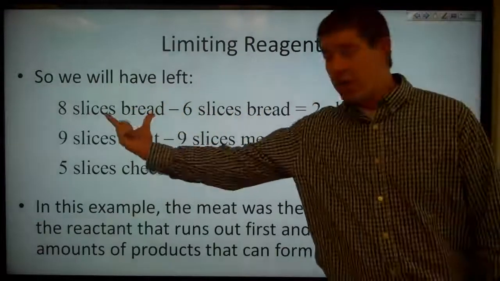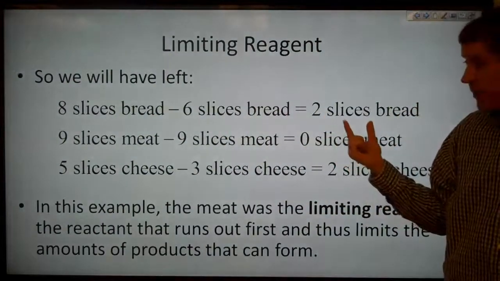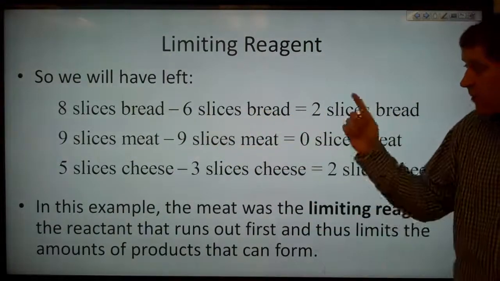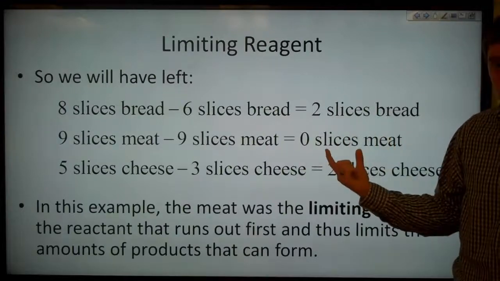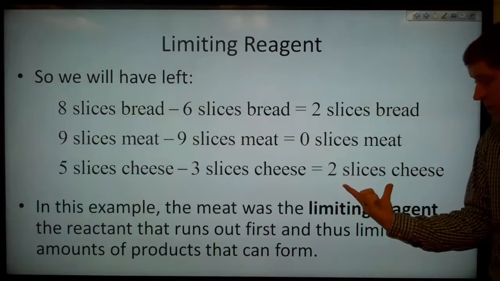So we started out with 8 slices of bread. We used up 6. We have 2 slices of bread left. We started out with 9 slices of meat. We used up 9. We have no slices of meat left. We started out with 5 slices of cheese. We used 3. We have 2 slices of cheese left.